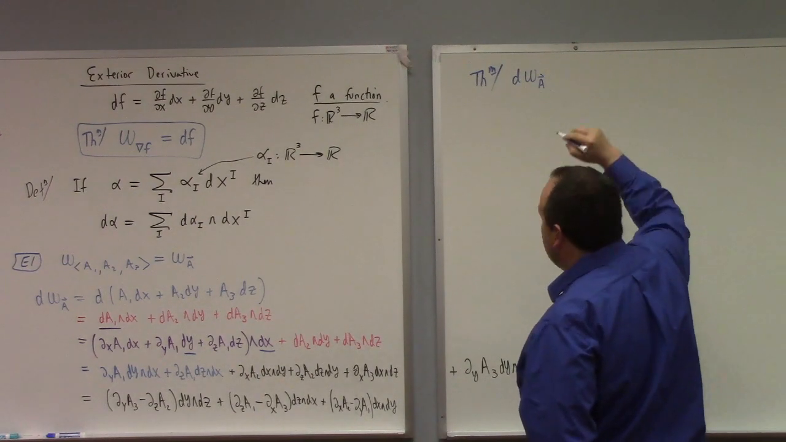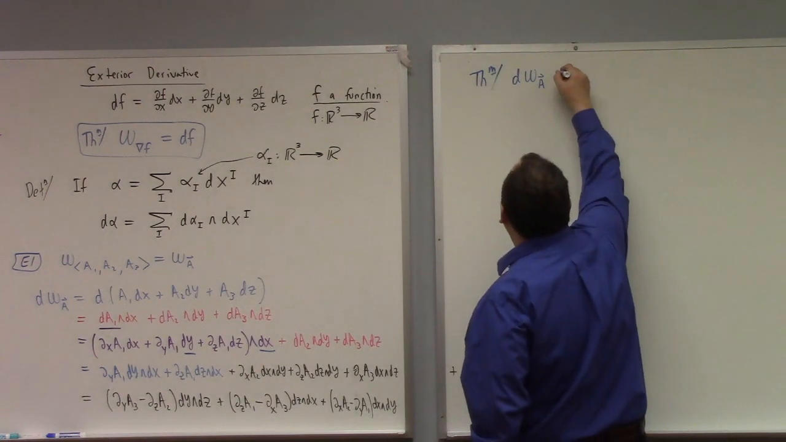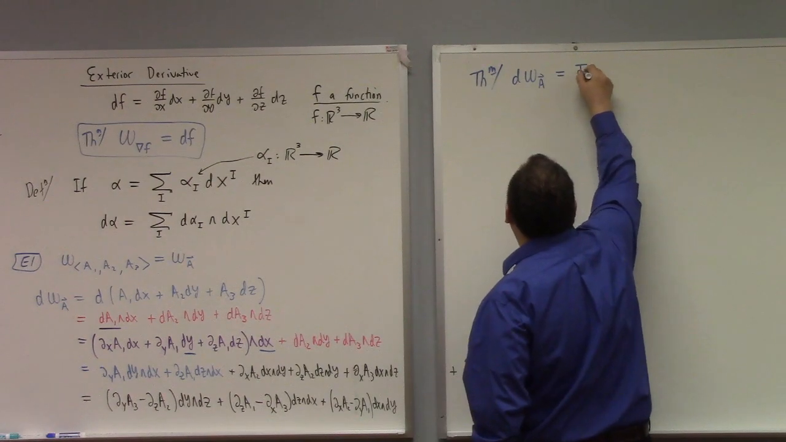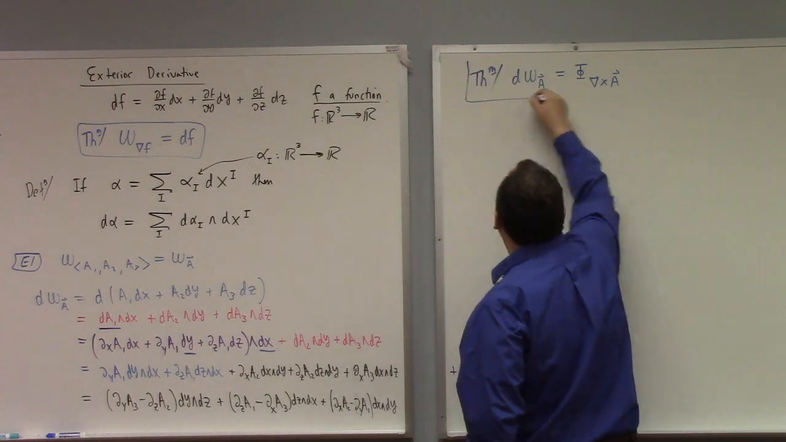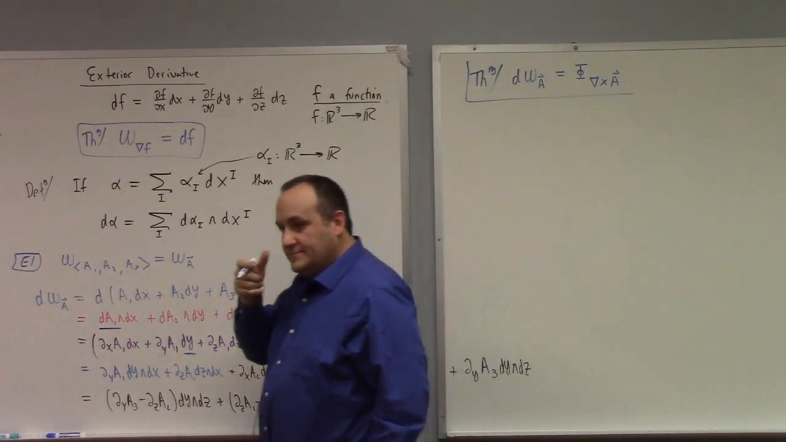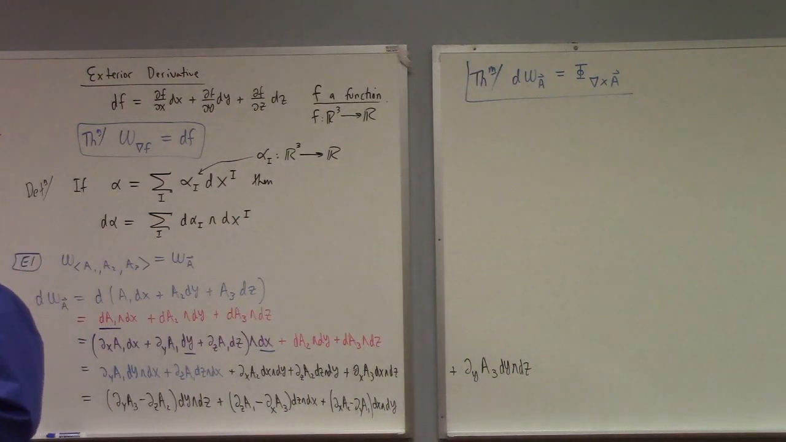Anyway, d omega A is in fact, yes, the flux form of the curl of the vector field A. And that's how the curl enters the scene. The exterior derivative of a one form is naturally associated with the curl of a vector field.